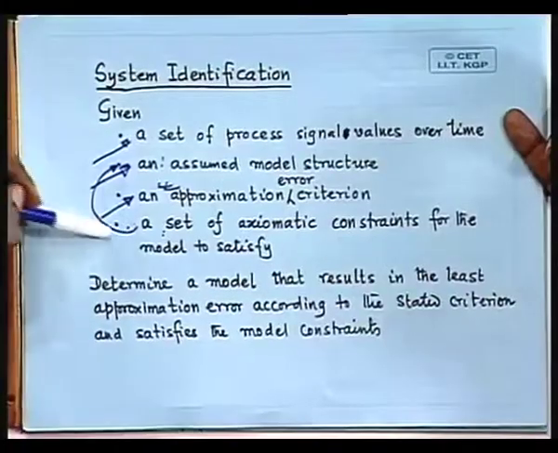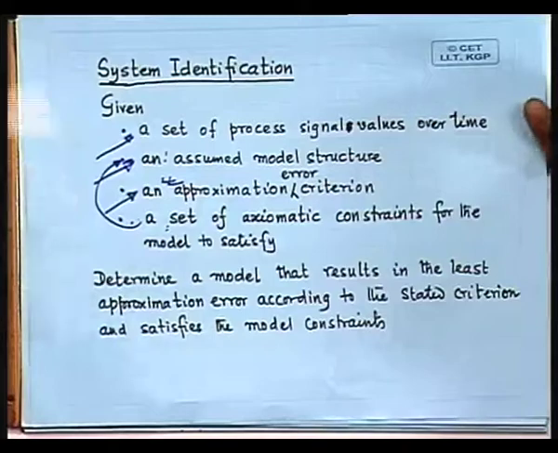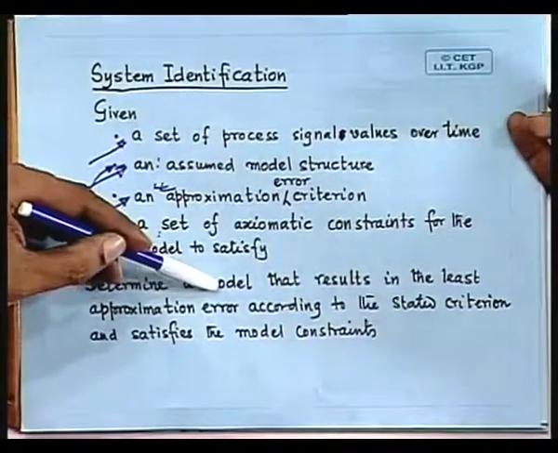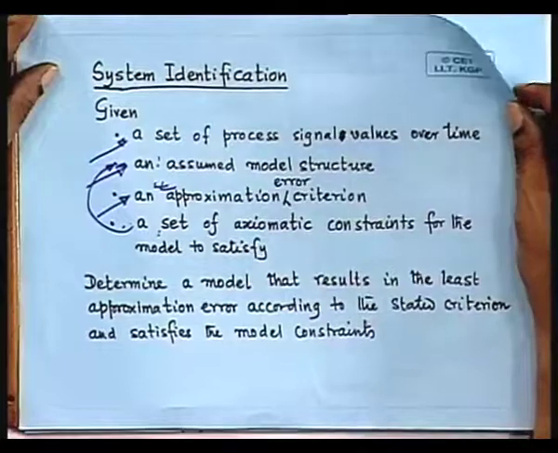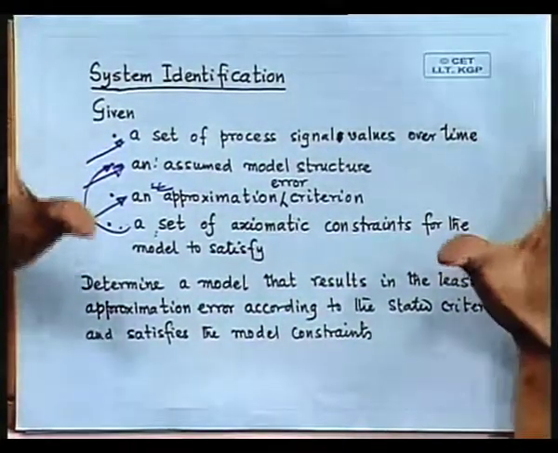So then we may have a set of axiomatic constraints for the model to satisfy, that the system is stable, or that its DC gain is positive. Some such facts we may have. So given these things, we have to determine a model that results in the least approximation error according to this criterion. That is the problem. Okay. So we are concerned with dynamic models, typically linear dynamic models. You can say systems which are describable by transfer functions, loosely speaking.